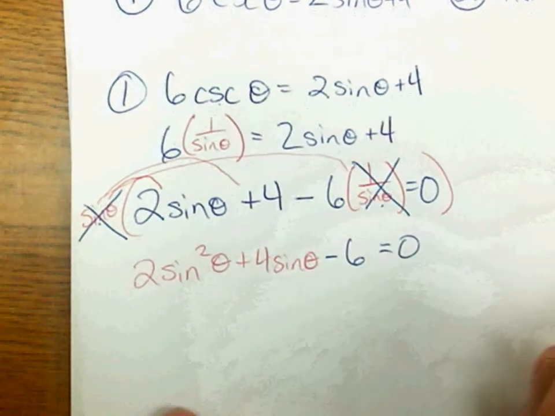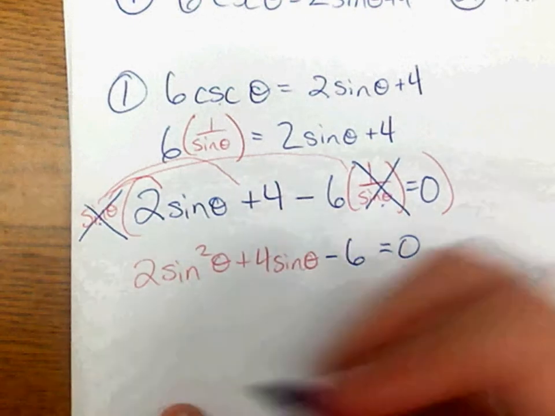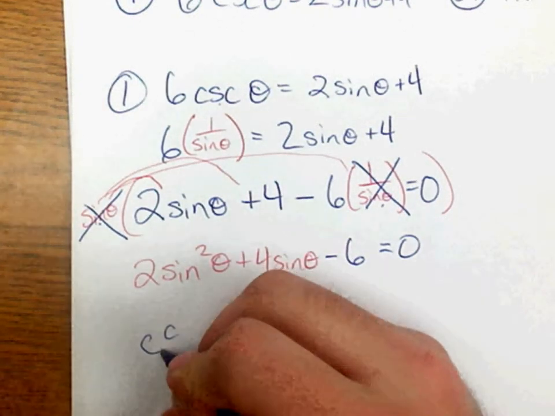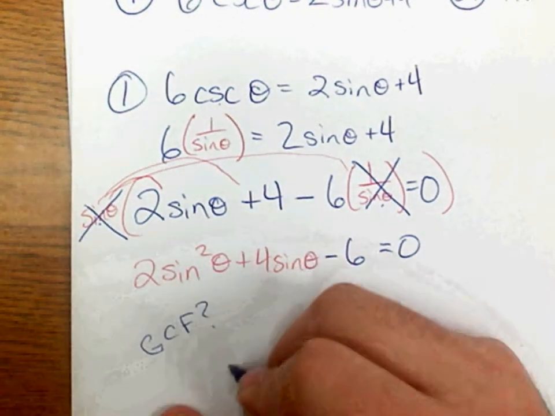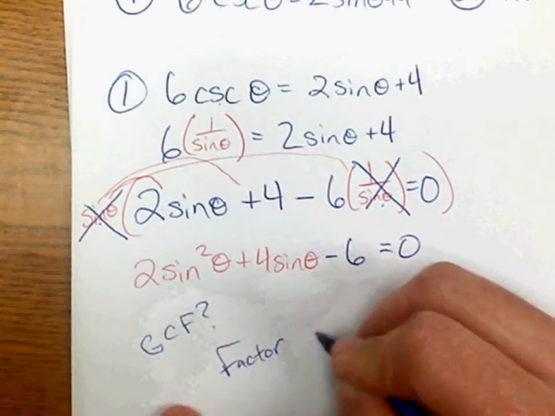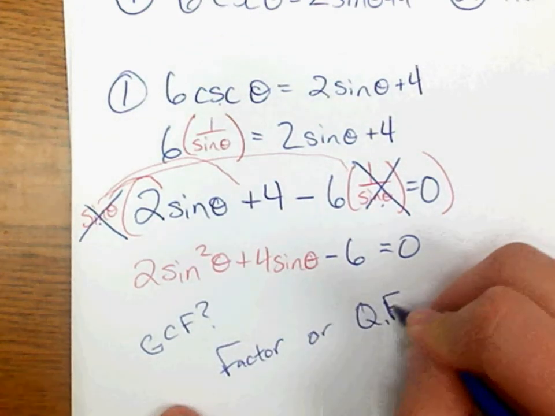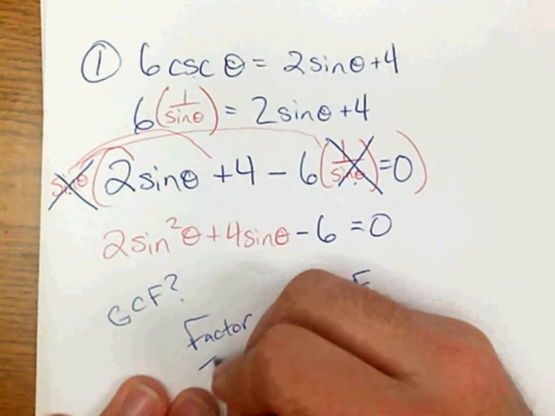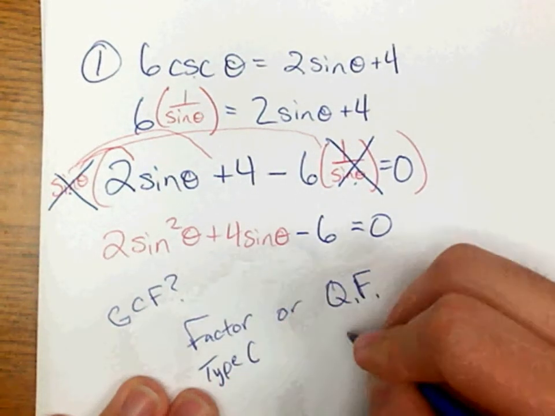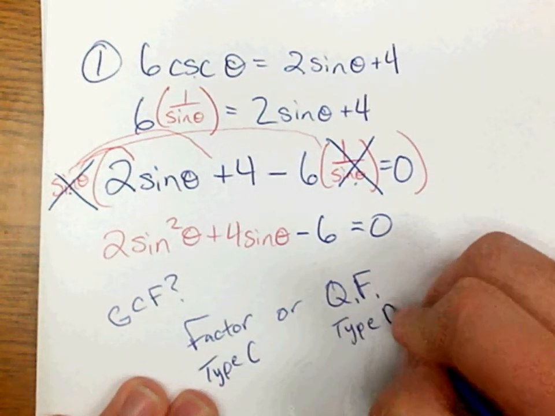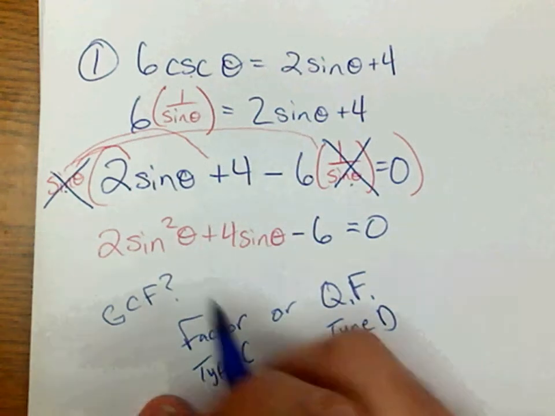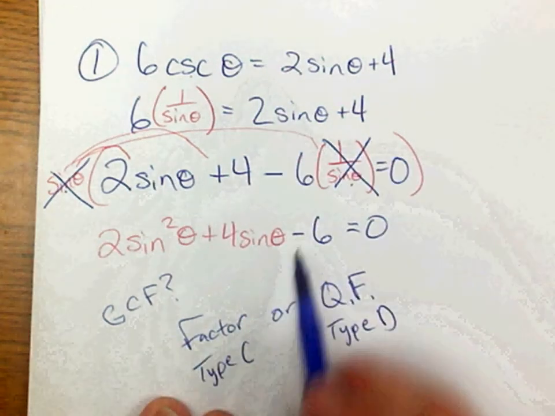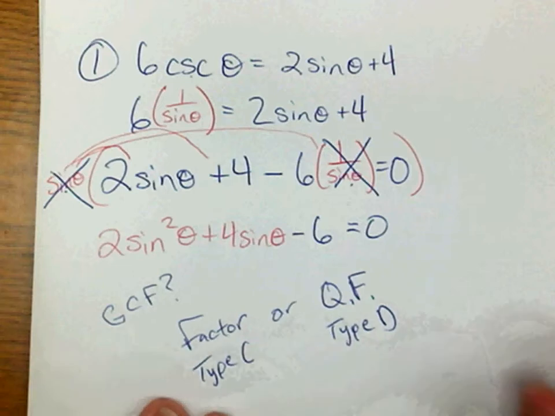And from here, you can check for a GCF, and then you will factor or use the quadratic formula. And that was type C and type D, if you would like to go back to those videos and watch. But I just want to make sure we get this process down. Let's look at that other problem.